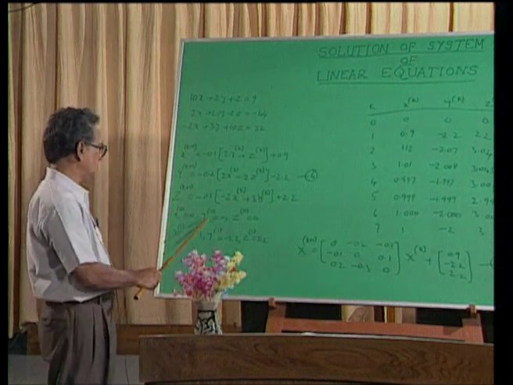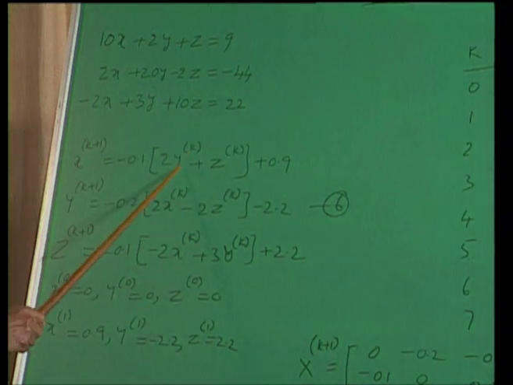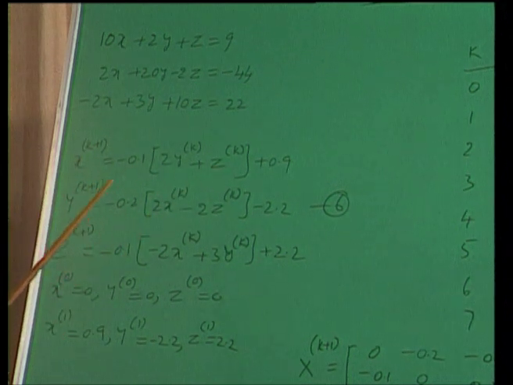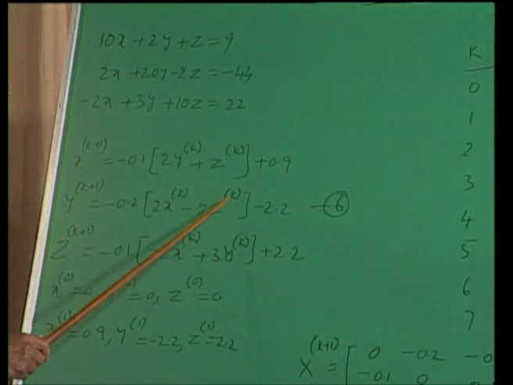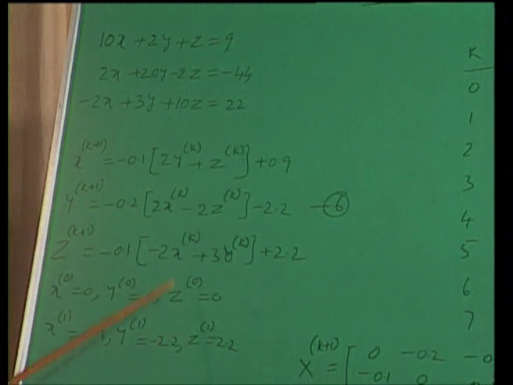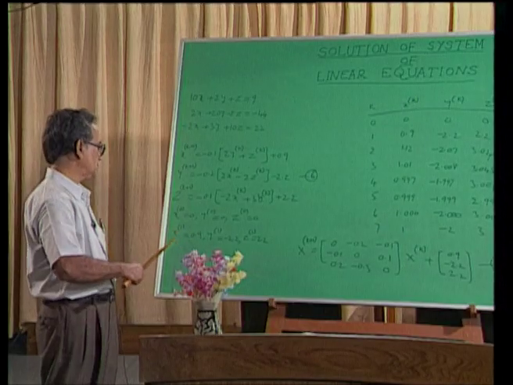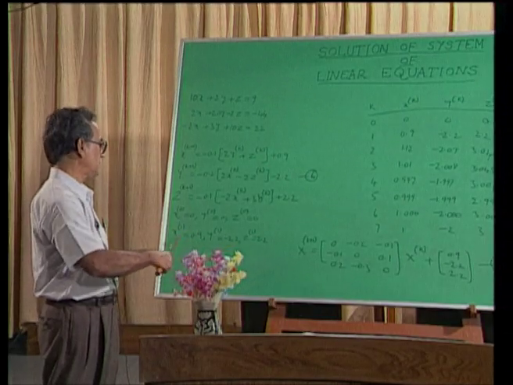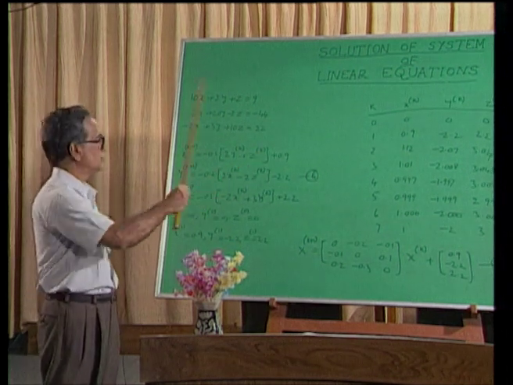Now, if I substitute these initial approximation values 0, 0, 0 in the right hand sides from the first equation with k is equal to 0, if I put y0 as 0, z0 as 0, I will get x1 is equal to 0.9. Similarly, if I substitute x0 as 0, z0 as 0, I will get y1 is equal to minus 2.2. Similarly, from the third equation, you will get z1 is equal to 2.2. Now, we substitute these first approximation or first iteration values in the right hand sides and obtain second iteration with k is equal to 2.